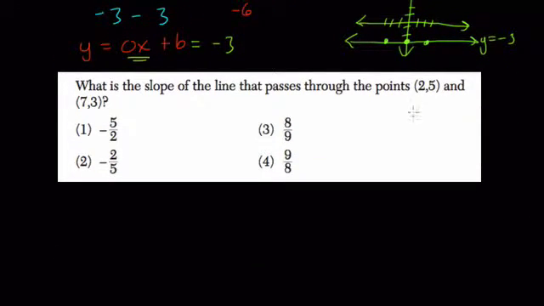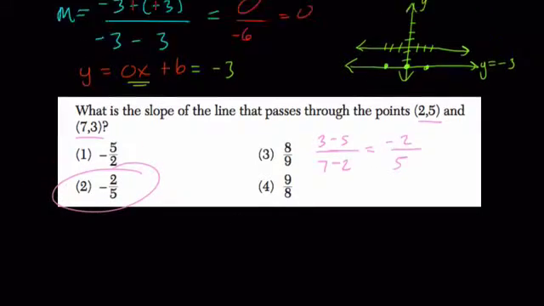Okay, what's the slope of a line that passes through these 2 points? Well, slope is delta y over delta x, so we subtract our y's, 3 minus 5, over the difference of our x's, 7 minus 2. 3 minus 5 is negative 2. 7 minus 2 is 5, we get negative 2/5. Choice 2. Okay.